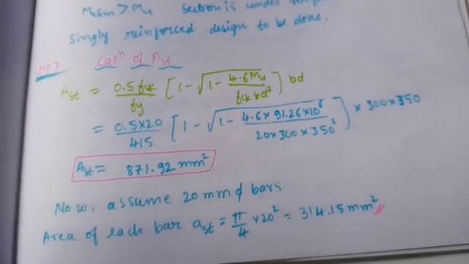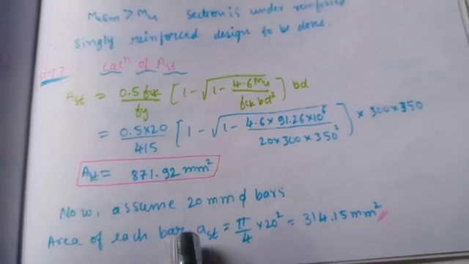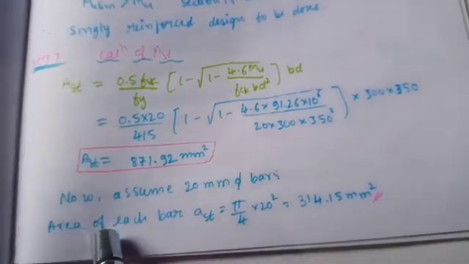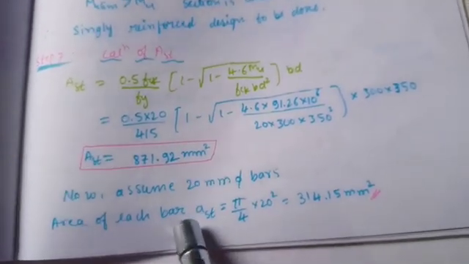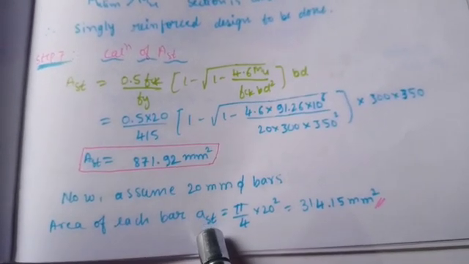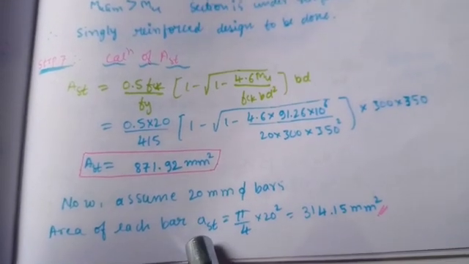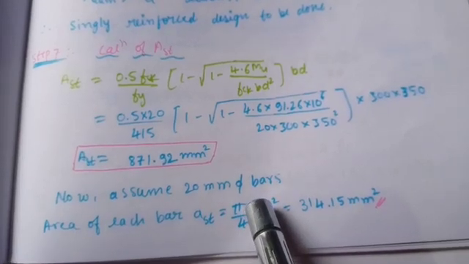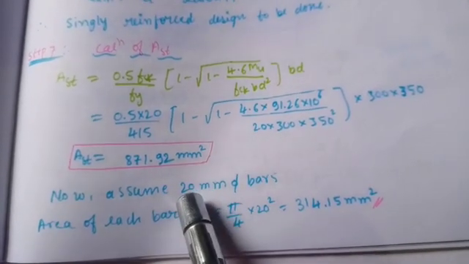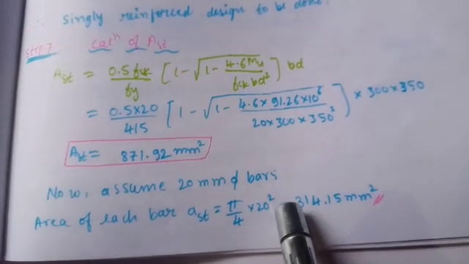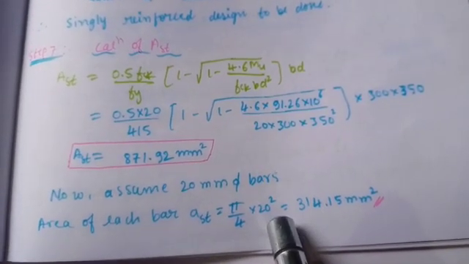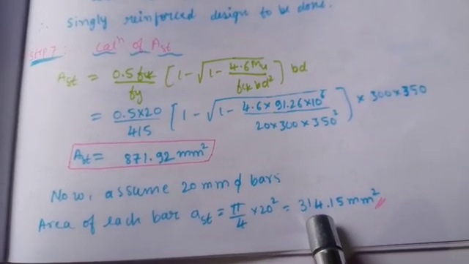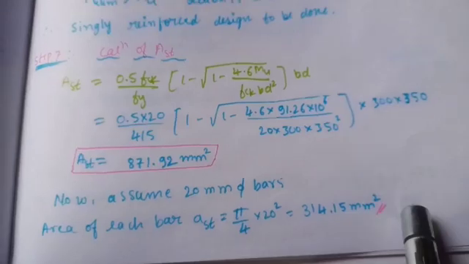So now assume the 20 mm pipe bars. To find out the area of each bar, that is denoted as small Ast. For finding the area of each bar, we have the formula pi by 4 into d square. D is our diameter, which is 20. Substitute. After simplifying, we'll get area of each bar value as 314.15 mm square.